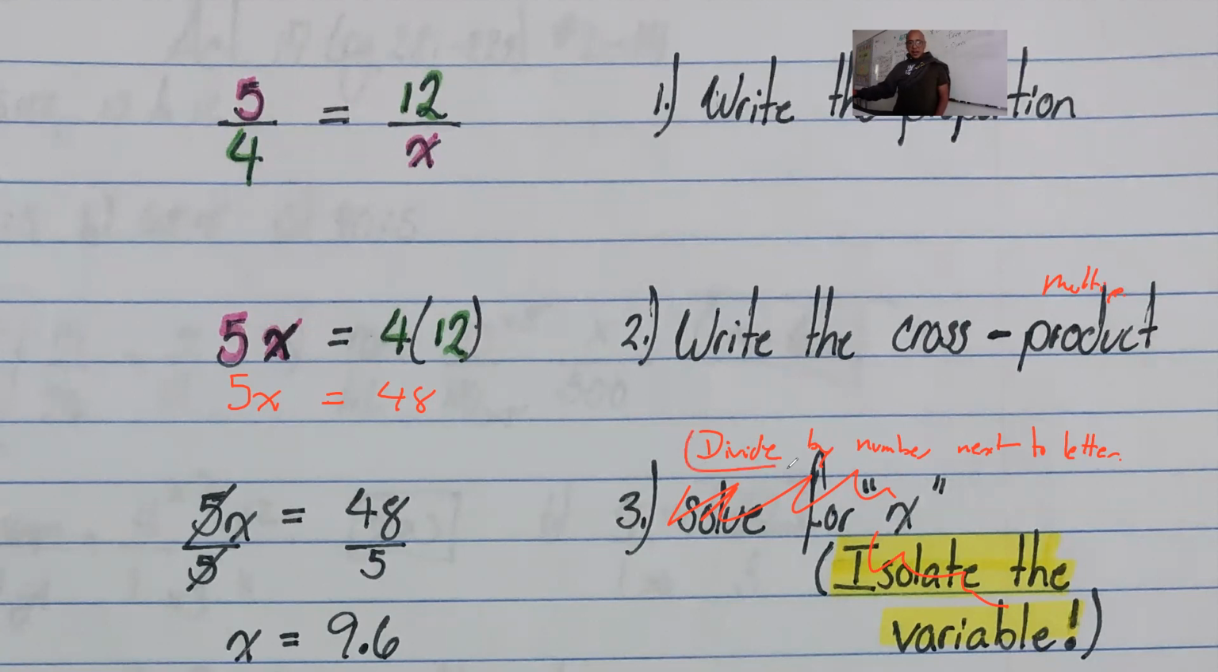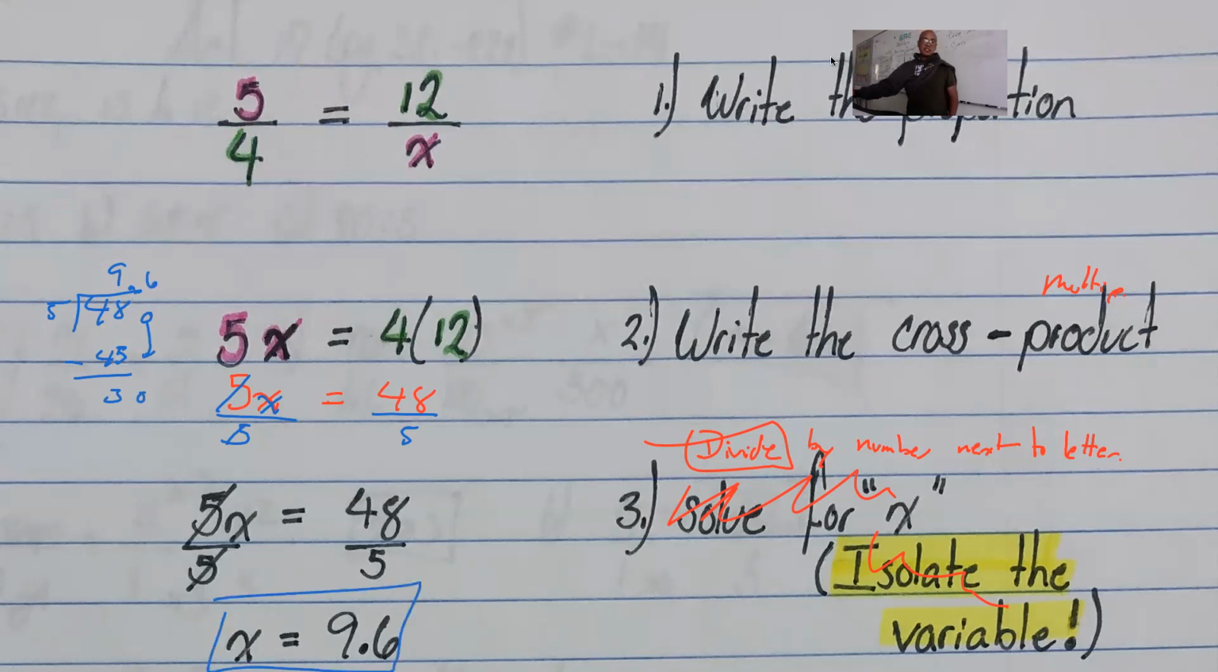And lastly, we just divide by the number next to the letter. So the letter right here is the letter x, meaning I'm going to divide by 5. So divide by 5, and whatever you do to one side, you do to the other. So 48 divided by 5 will give us our answer. So when I divide 48 by 5, that's going to give me 9. Put a decimal, bring down the 0. 5 goes into 36. That's going to give me 9.6. Meaning that 5/4 is equivalent to 12 over 9.6.